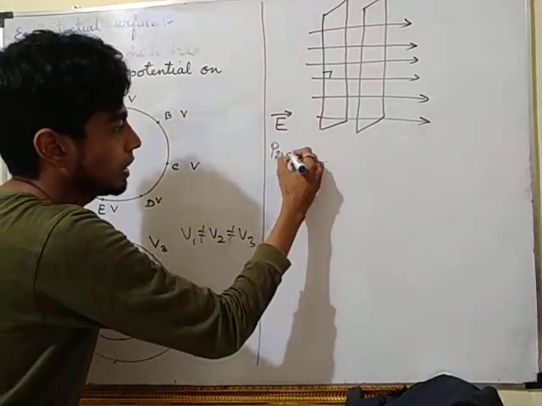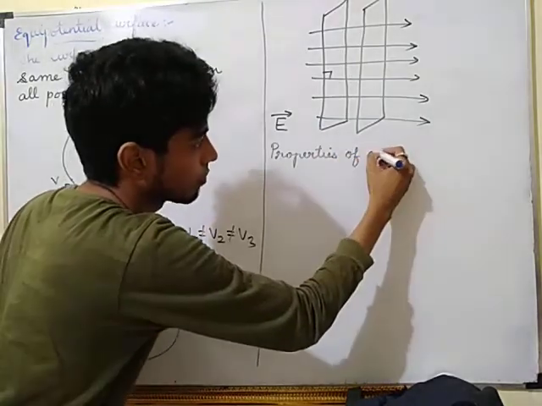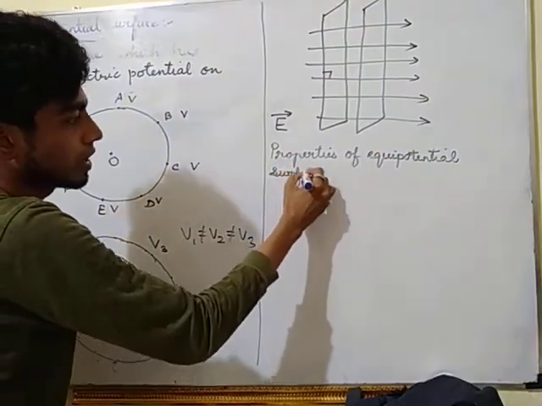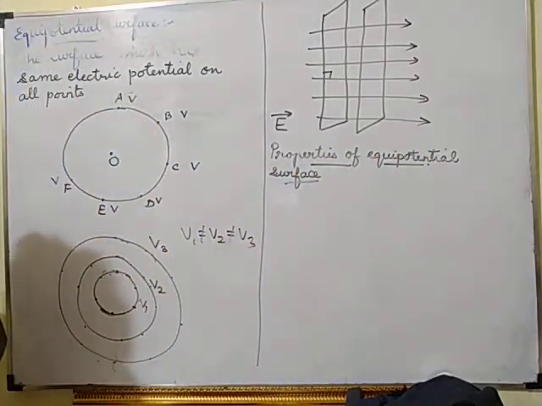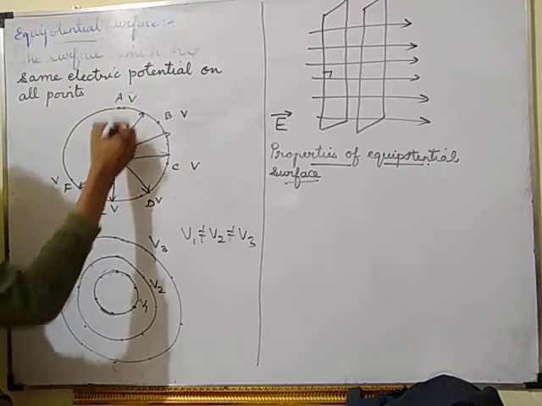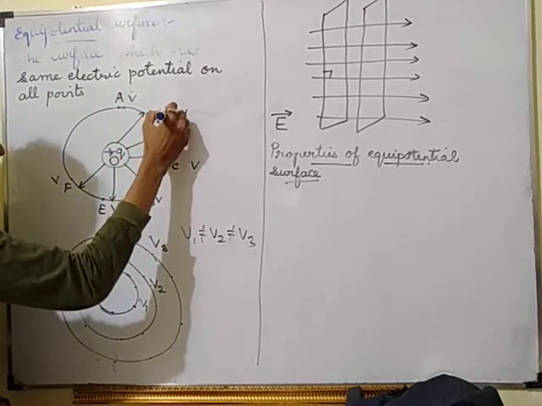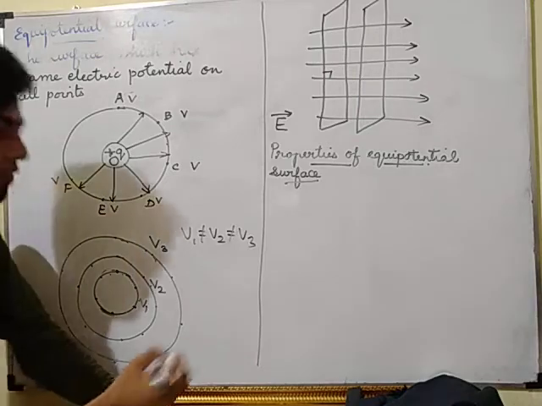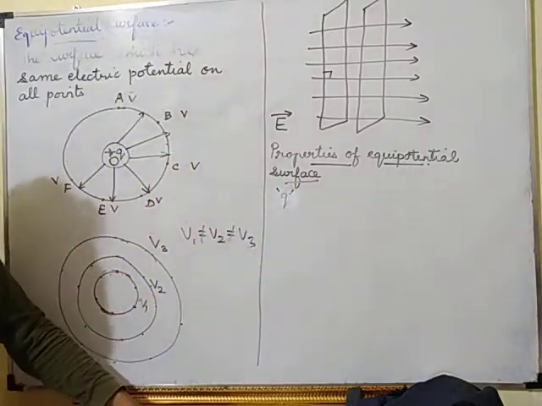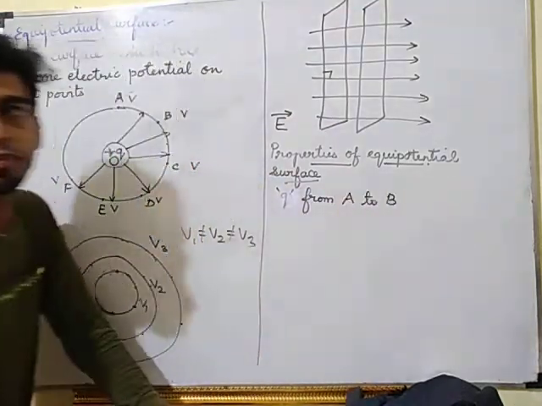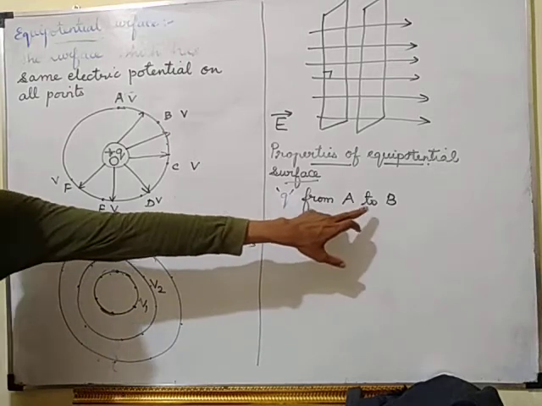So next, what are the properties of equipotential surface? Properties of equipotential surface. Suppose I am taking a surface like this. There is a point A and there is a point B, in an equipotential surface. Suppose I want to move the charge Q from point A to point B.